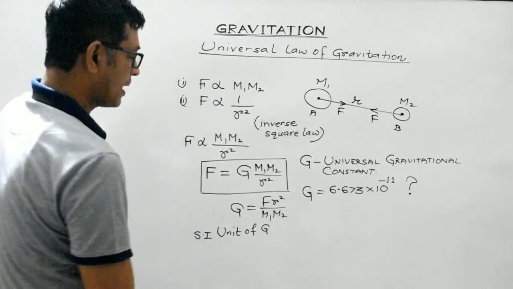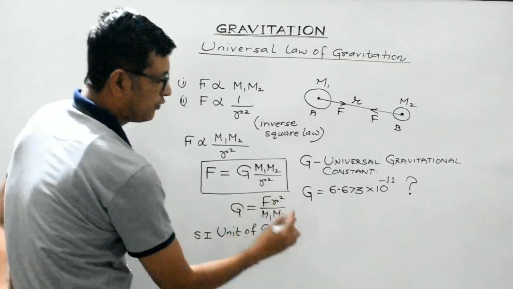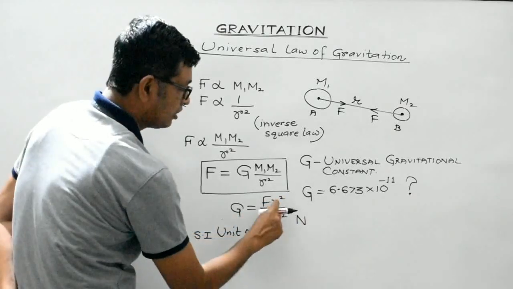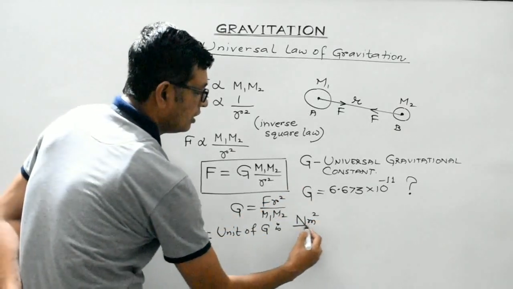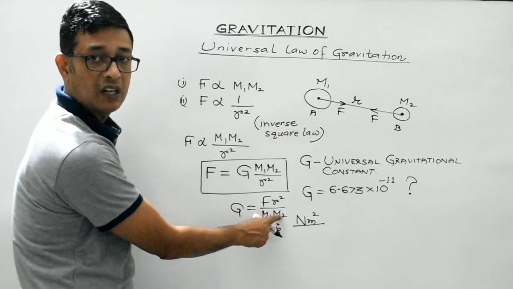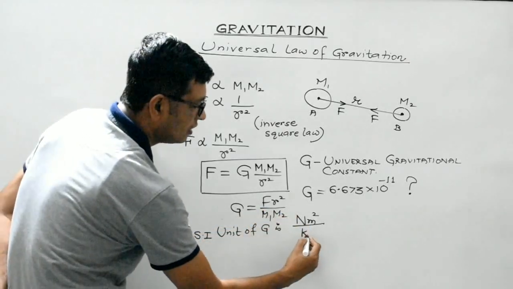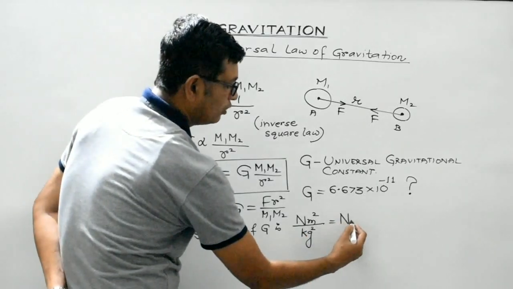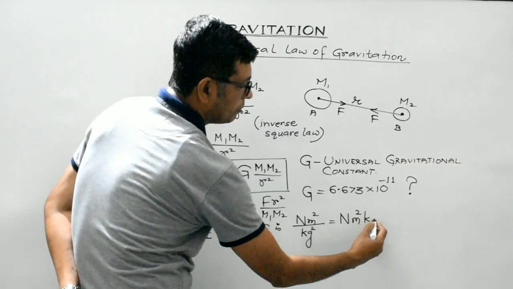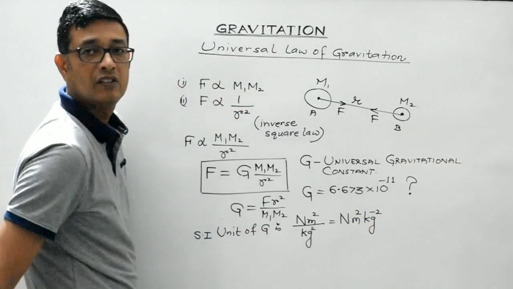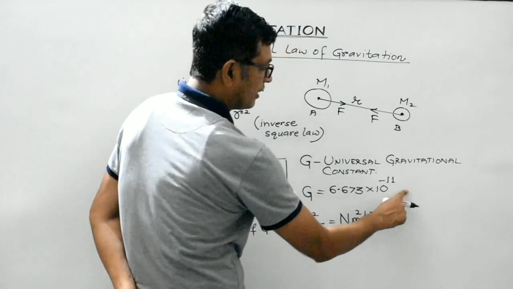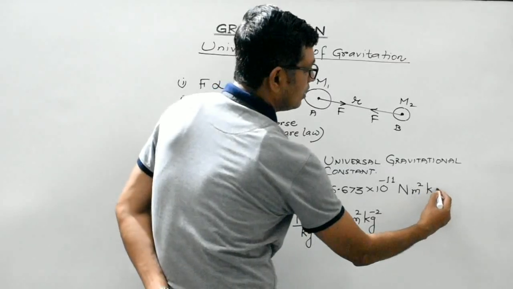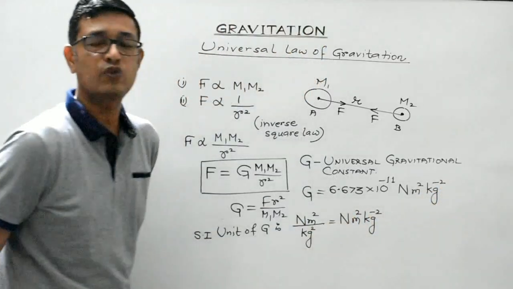Standard international unit of capital G is, SI unit of force is Newton. SI unit of distance, R is the distance, meter, so it will give us meter square. SI unit of mass is kg. This is also mass, which is kg. Kg into kg, it will give us kg square. So SI unit can be written as Newton meter square per kg square. So the SI unit of universal gravitational constant is Newton meter square per kg square.